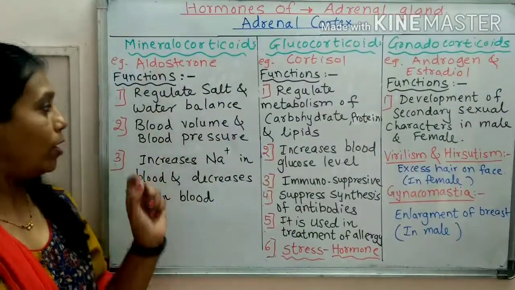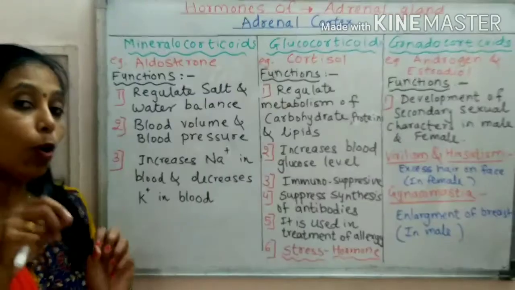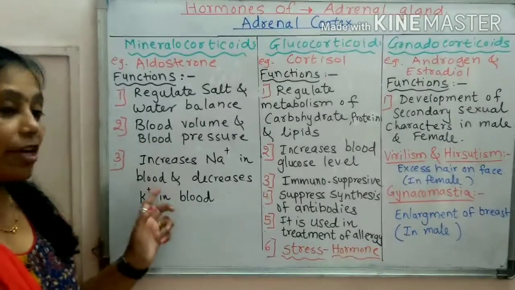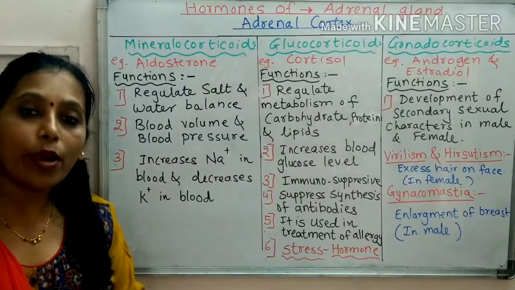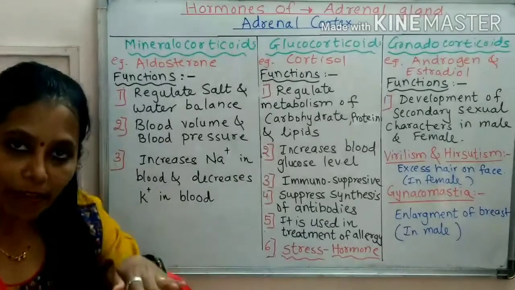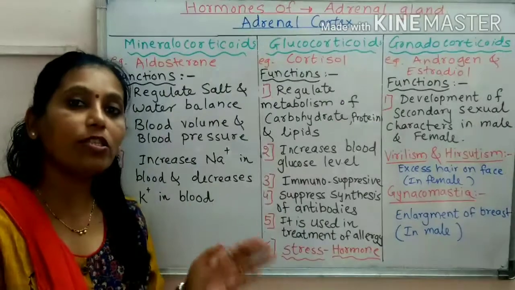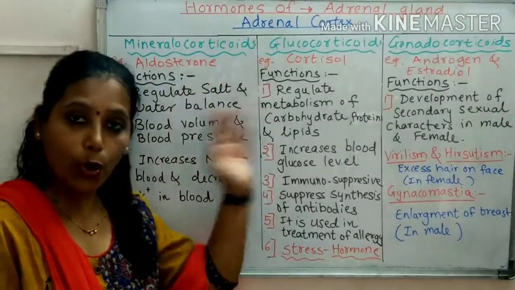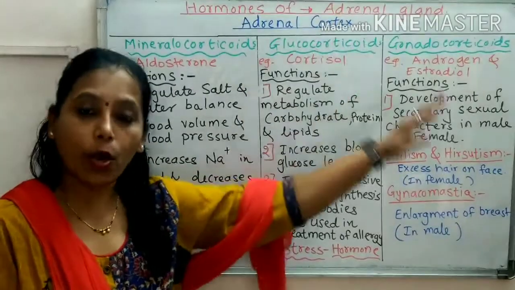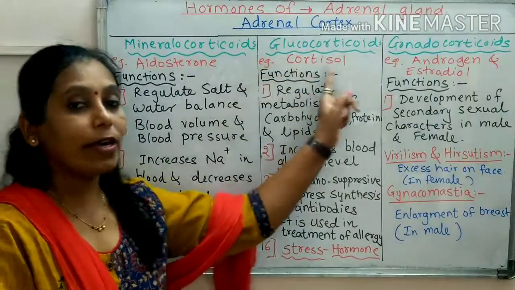Functions of aldosterone. It regulates salt and water balance. Second, it also regulates blood volume and blood pressure. Third, it increases the sodium level in the blood and decreases the potassium level in the blood. So these all are the functions of aldosterone. Okay. Now come to glucocorticoids. One example of this hormone is cortisol.